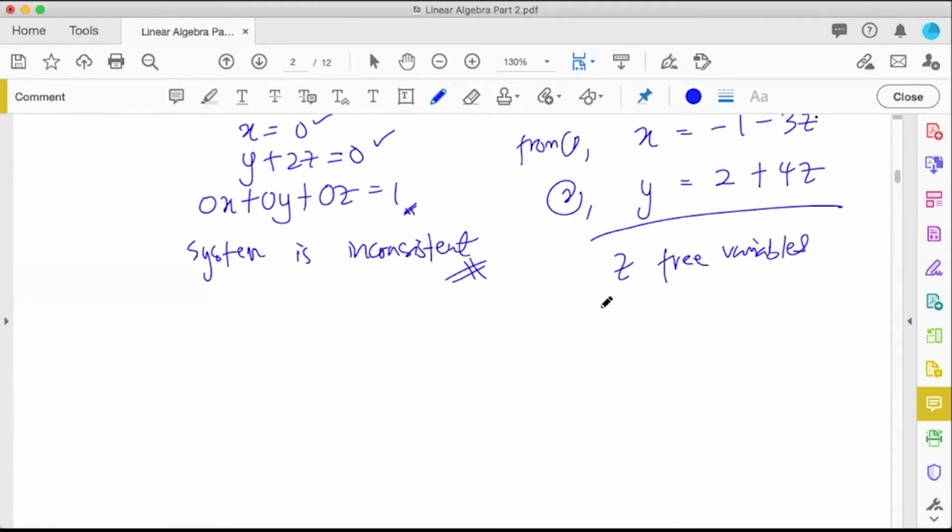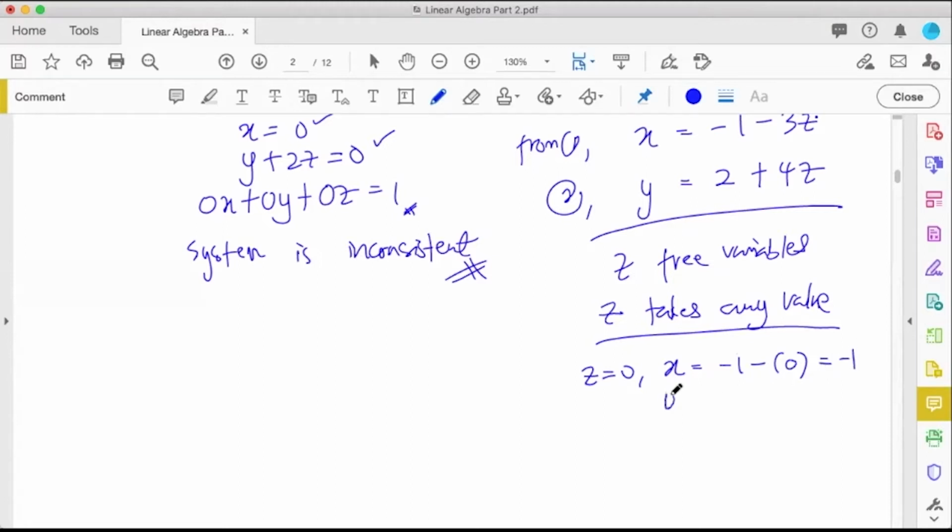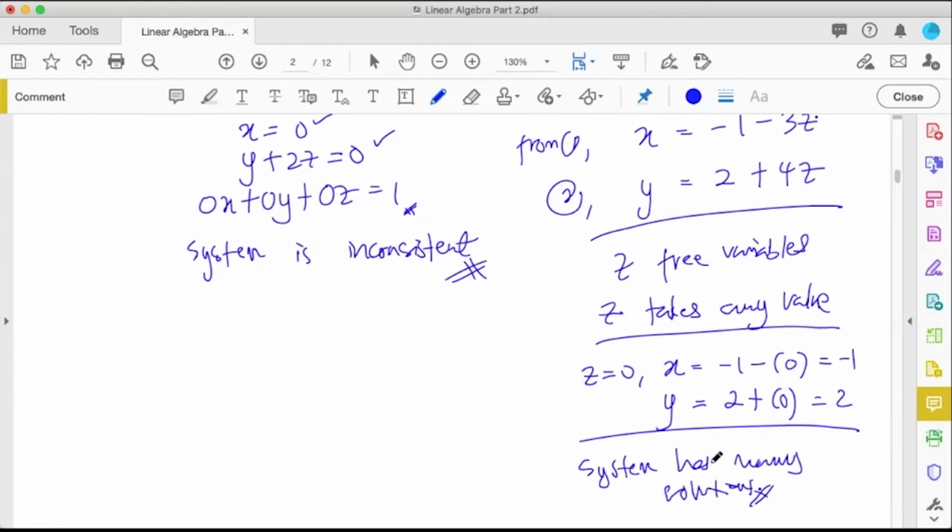That means z can take any value, and if z takes, for instance, 0, we have x equal to negative 1 and y equal to 2. You can see here we have multiple values, or multiple solutions, which come from x and y. Because of that, we can say that this system has many solutions. The solutions come from the values of x and y.